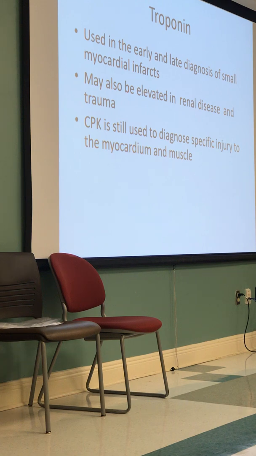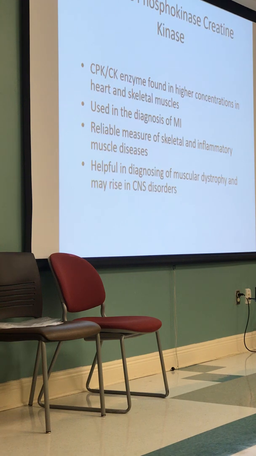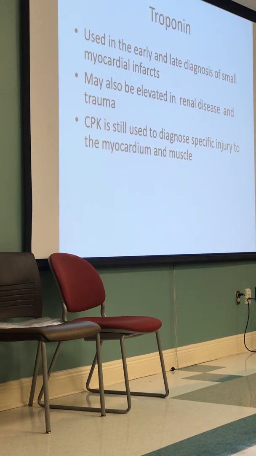CPK is usually second to be elevated, and it's more specific to diagnosing cardiac injury also. The first to be elevated, because I don't know where I have it there, is your myoglobin. Okay? Your myoglobin elevates within the first hour of a myocardial infarction.